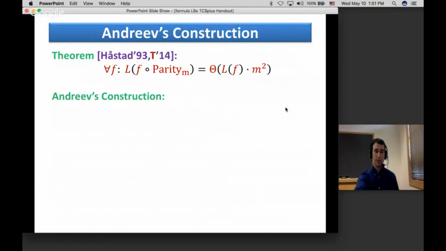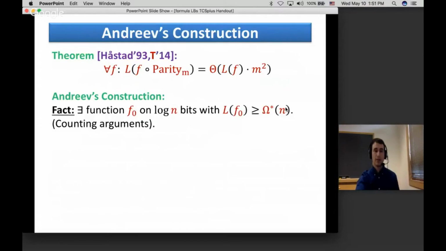So Andreev first uses the fact that there exists a function on log n bits with formula size omega n. And this is simply by a counting argument. You count how many formulas you have of size roughly n, and this is smaller than the number of functions on log n bits. So it must mean that there exist some functions that cannot be described by one of these formulas. In fact, most functions will not be described by a small formula, and you have here really an exponential dependency between the number of variables and this formula size. In other words, you can say that a random function will have this property.